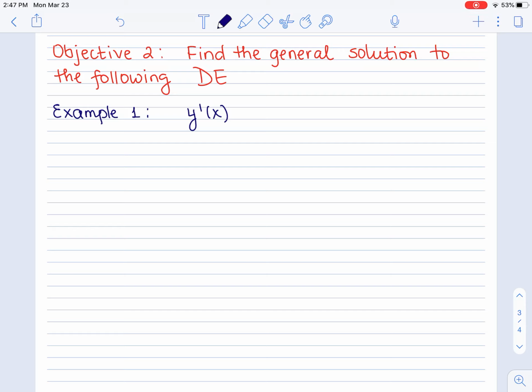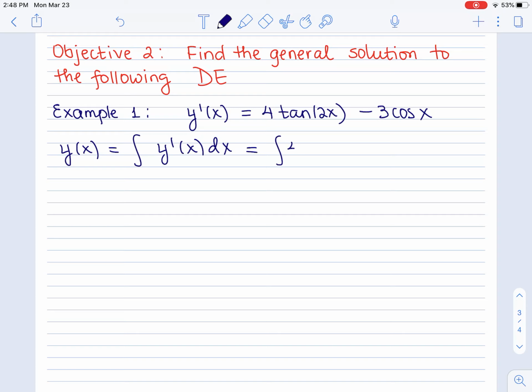So let's say we have y prime of x is equal to 4 tangent 2x minus 3 cosine x. Okay, it is a simple differential equation. The first derivative of the unknown function is given to us explicitly just in terms of x. So this is the easiest type, and all we have to do is just integrate. So y of x is the integral of y prime of x dx. Okay, so what do we get? This is the integral of 4 tangent 2x minus 3 cosine x.